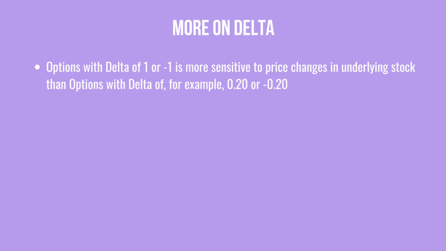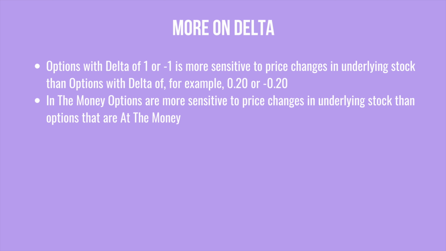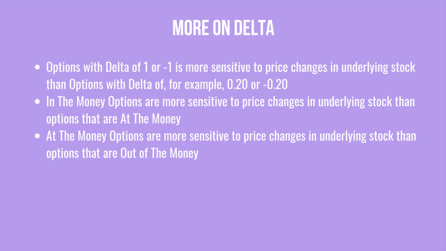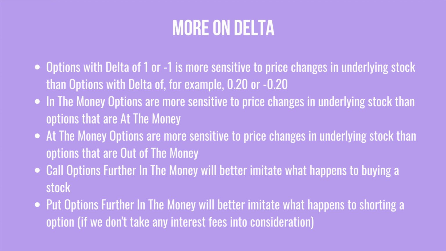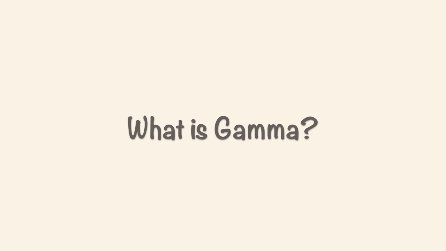A delta of 1 is more sensitive to price changes than a 0.2 delta. Meaning options that are in the money are more sensitive to price changes than options that are at the money, which are more sensitive to price changes than options that are out of the money. So a call option that is further in the money will better imitate what happens when you buy a stock. And a put option that is further in the money will better imitate what happens when you short a stock. That is, if we don't take any interest fees into consideration.